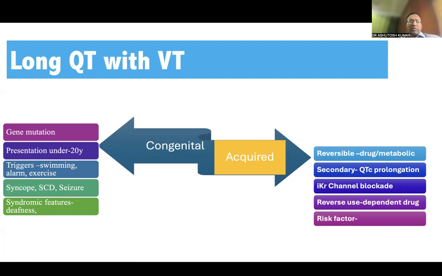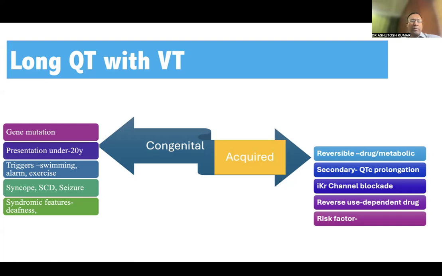When a patient is having syncope or seizure, and on top of that the patient is having deafness, it may be syndromic, and we call it Jervell and Lange-Nielsen syndrome, or it may be Romano-Ward syndrome, where the deafness may not be there. It may be associated with scoliosis, as in Andersen syndrome, or it may be with behavioral abnormality.